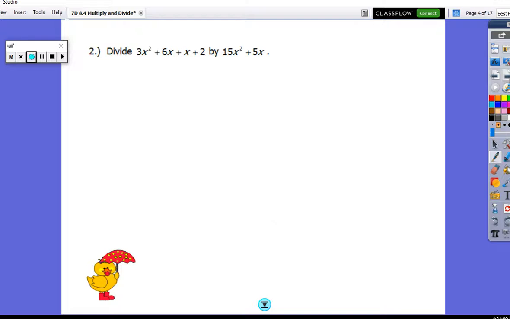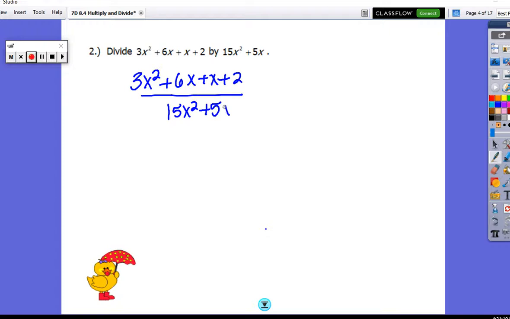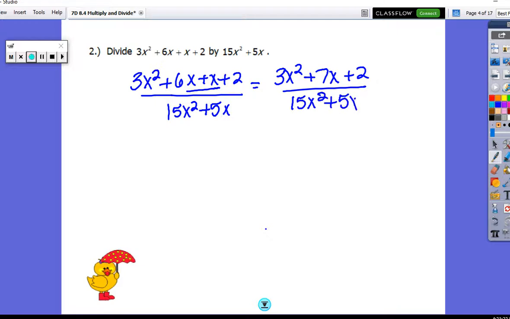All right, so what are we going to do? We're going to divide this first polynomial by our second polynomial. All right, in that first one, I notice I've got some like terms here that I'm going to add before I can factor. I'm going to factor my numerator and factor my denominator.